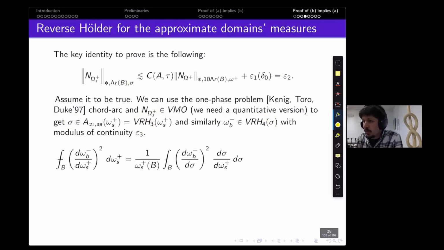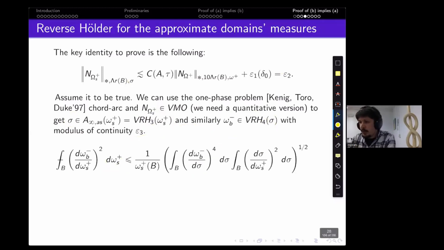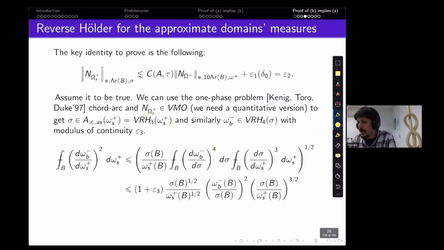Of course, we wanted to control this. This is exactly the same as this, just by breaking this here. Now you apply Hölder inequality and play around, and you get this inequality. With these conditions, here you have a 4, here you have a 3, you apply this, and you get this equality, which is exactly this. So here we haven't done much. Okay, this is controlled by this.